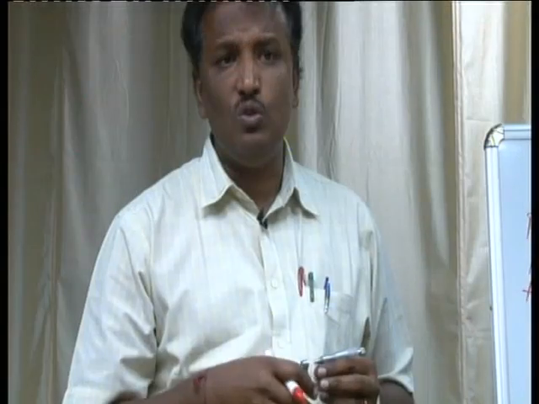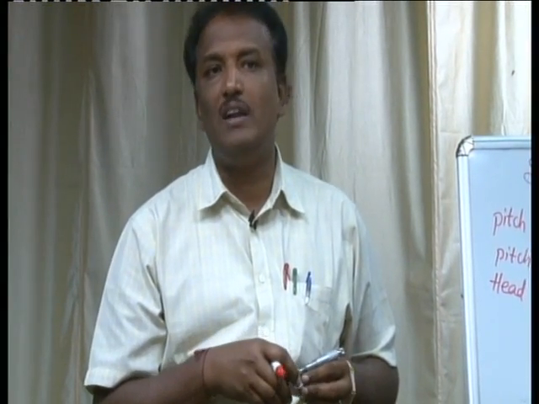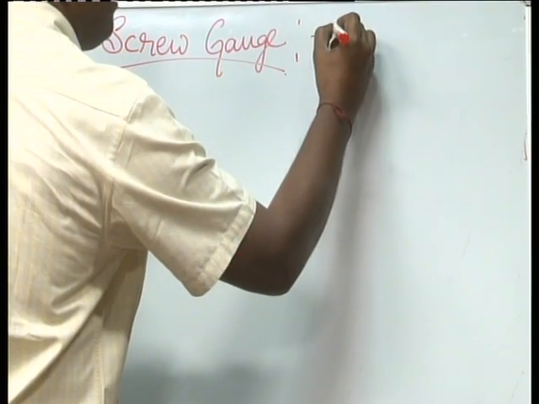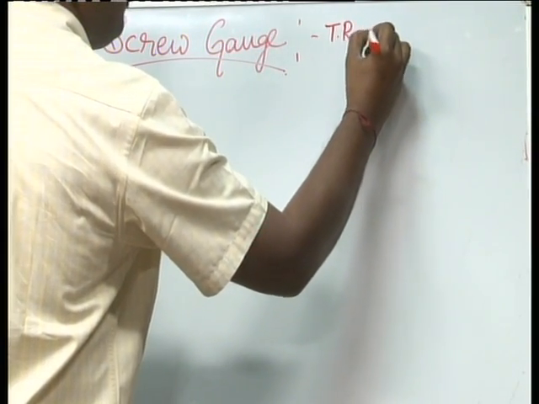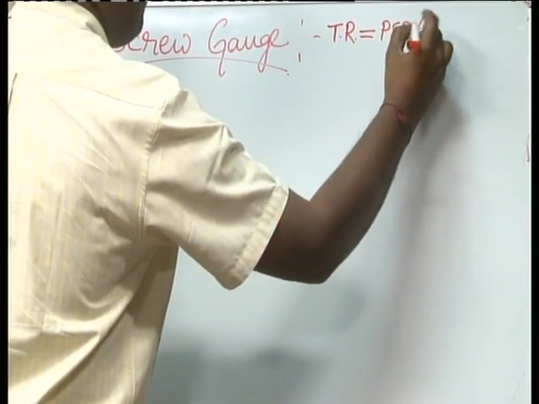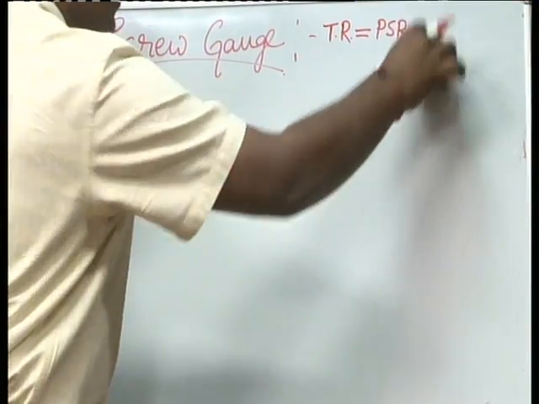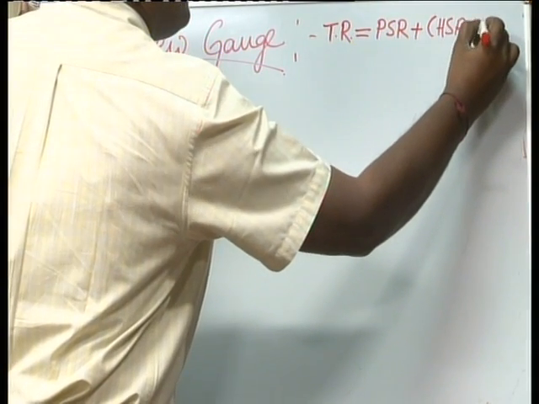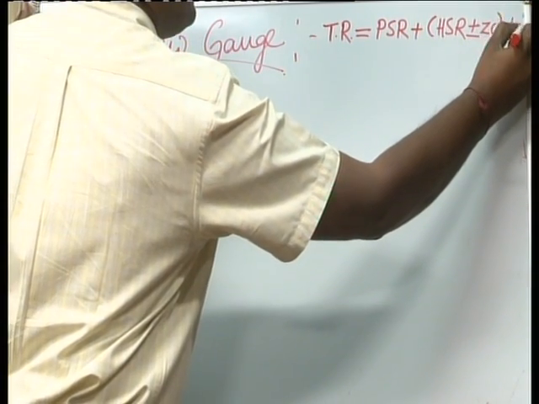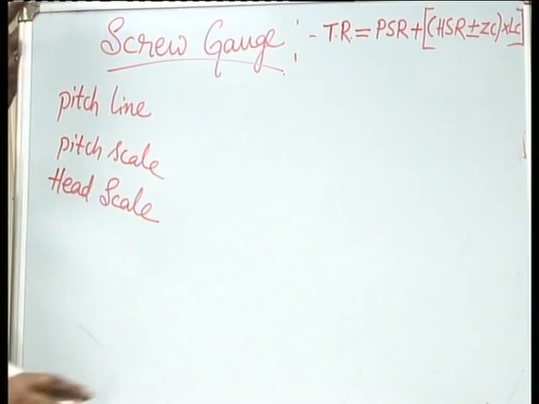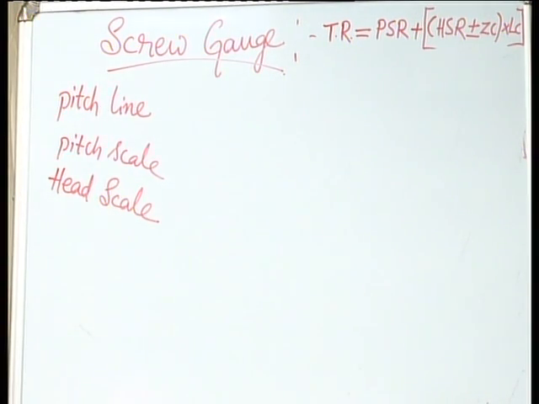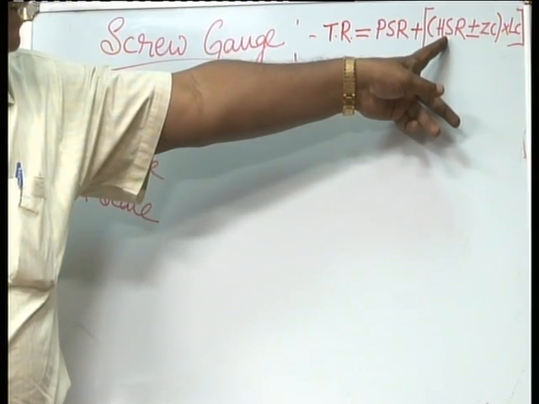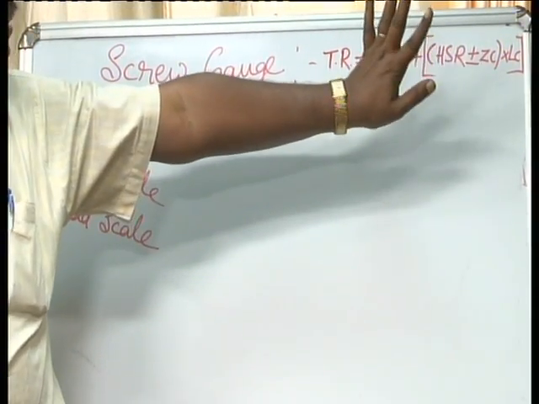If we have two scales, those two scales should be used simultaneously while taking a measurement of a physical quantity. We need one mathematical equation. That equation is TR, abbreviation for total reading, equals PSR plus HSR plus or minus ZC into LC. This is the equation used to find the dimension of a given object by making use of a screw gauge. PSR is the pitch scale reading. HSR is the head scale reading. Try to know how to measure the head scale reading.